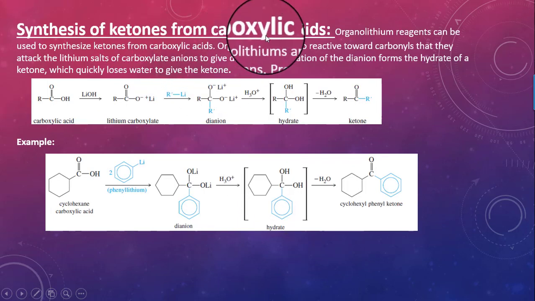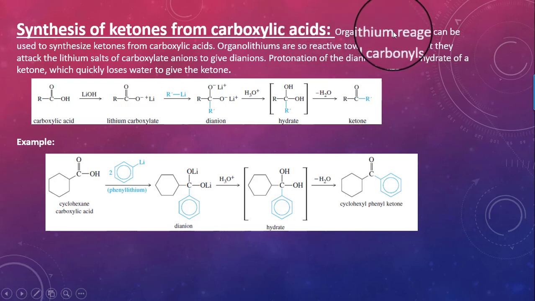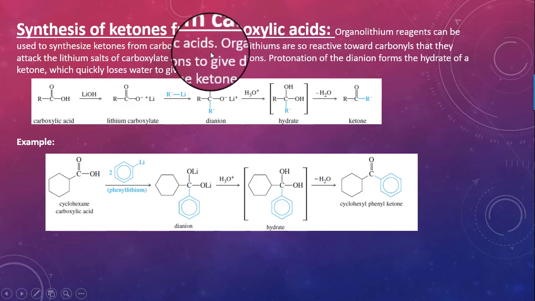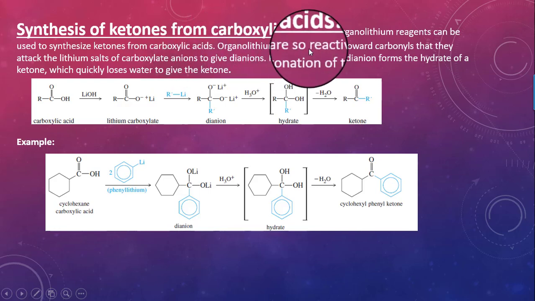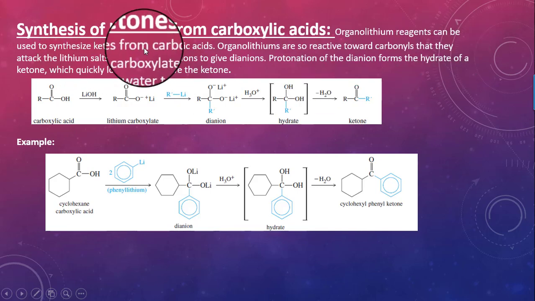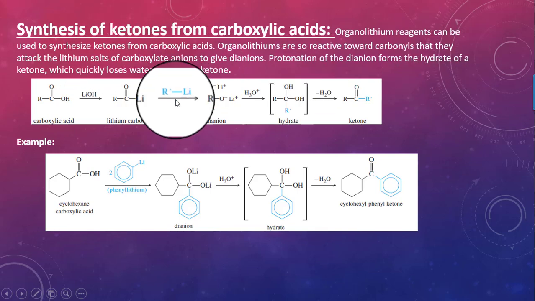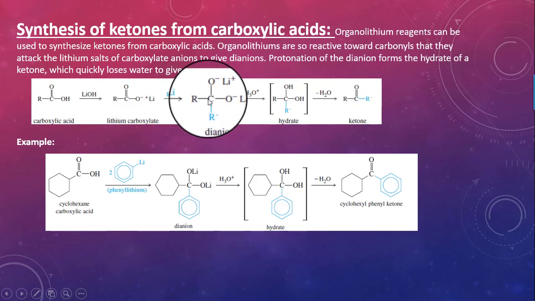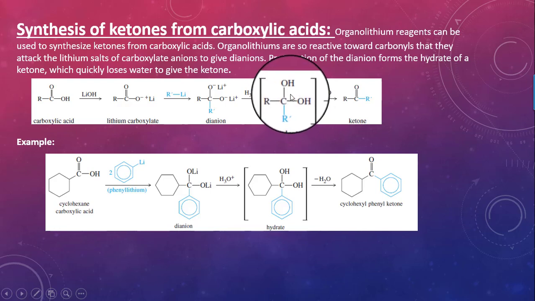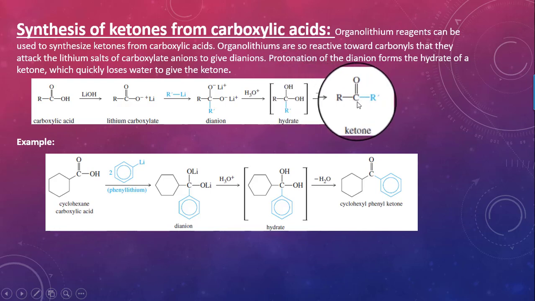Synthesis of ketone from carboxylic acid. Organolithium reagents can be used to synthesize ketone from carboxylic acids. Organolithiums are so reactive towards carbonyl that they attack the lithium salt of the carboxylate anion to give a dianion. Protonation of the dianion forms hydrates, and these hydrates readily lose the water molecule to form ketone.